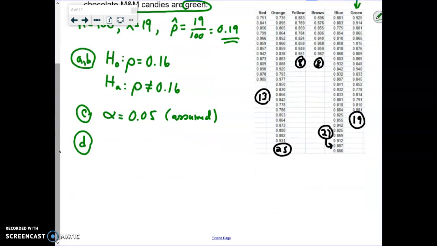Heck, if you go to the store and just pick out a bag, it's going to be a random sample because the bags are distributed at random. So we do have a simple random sample.